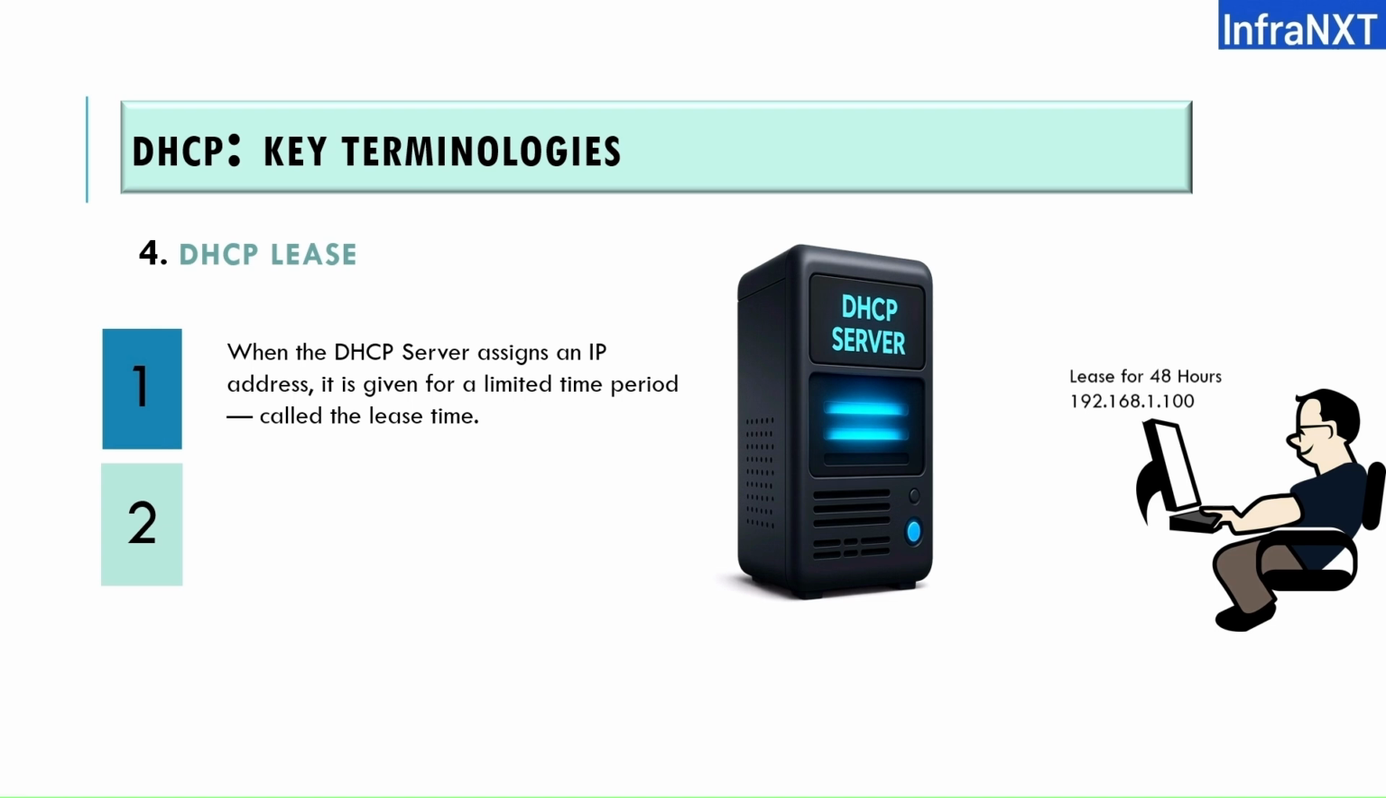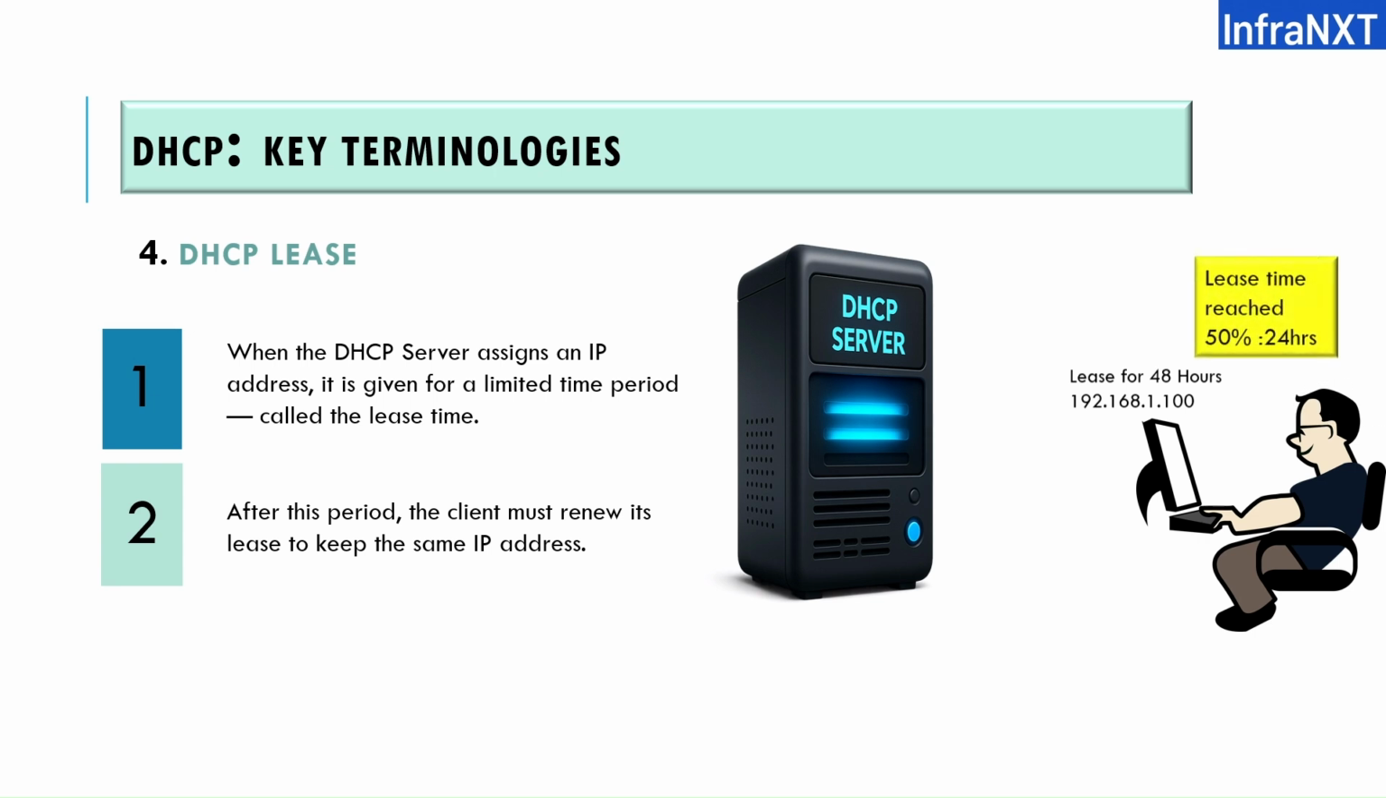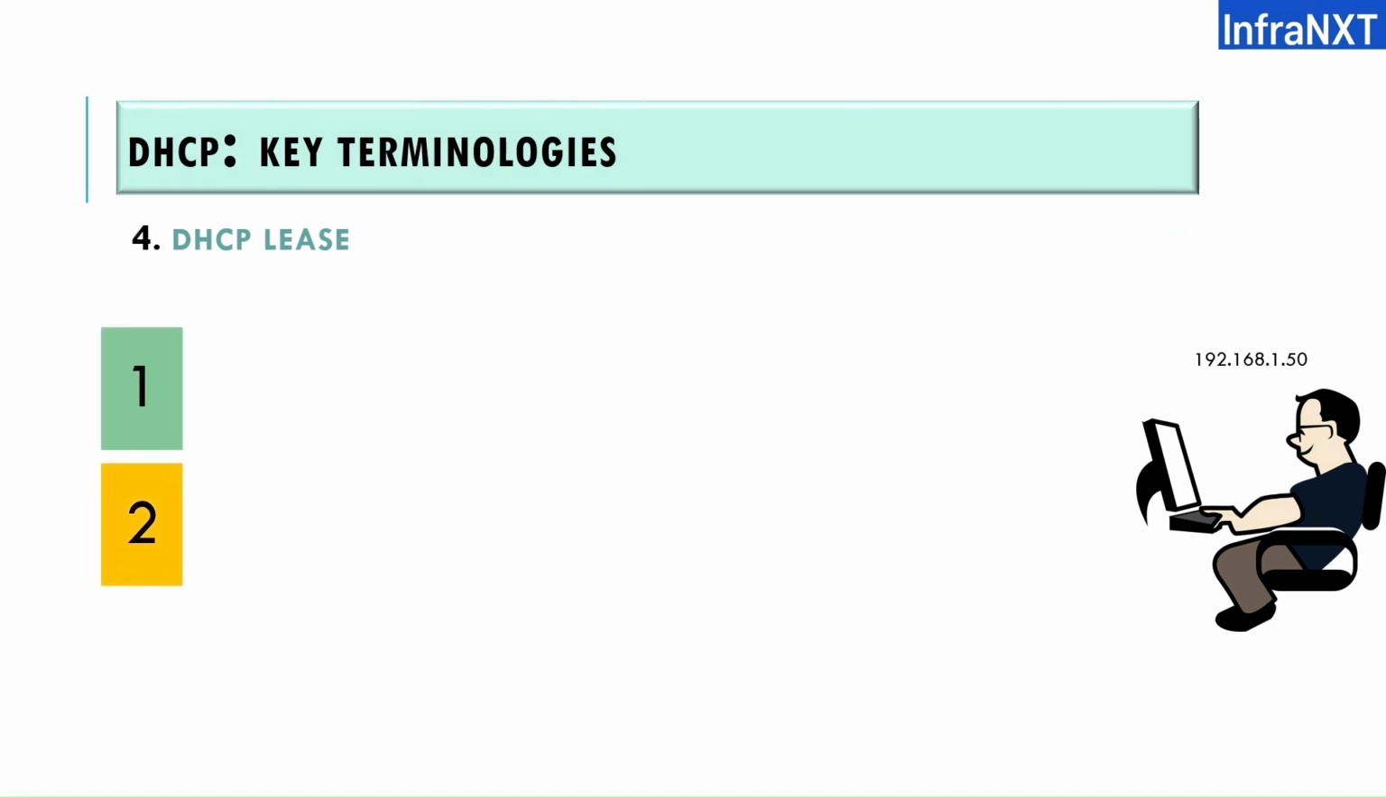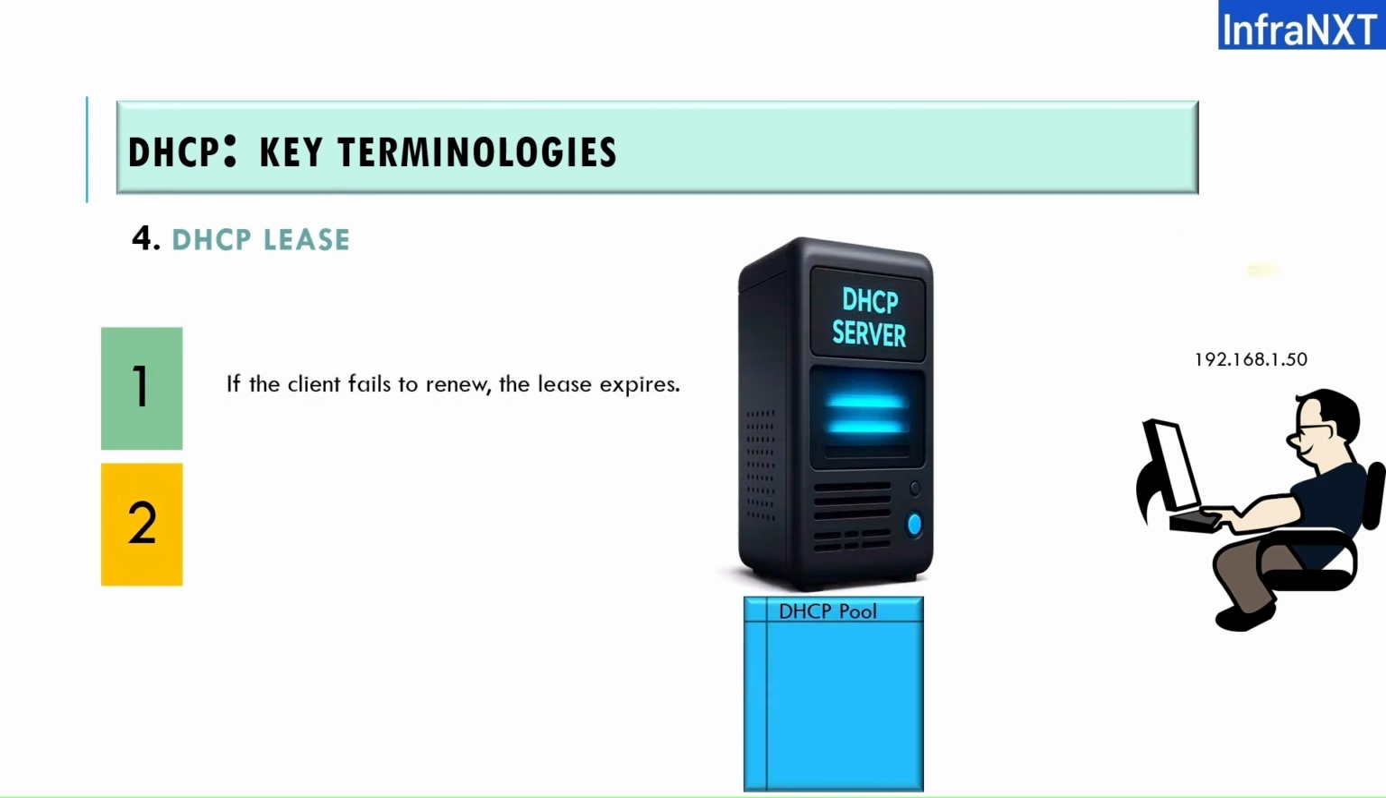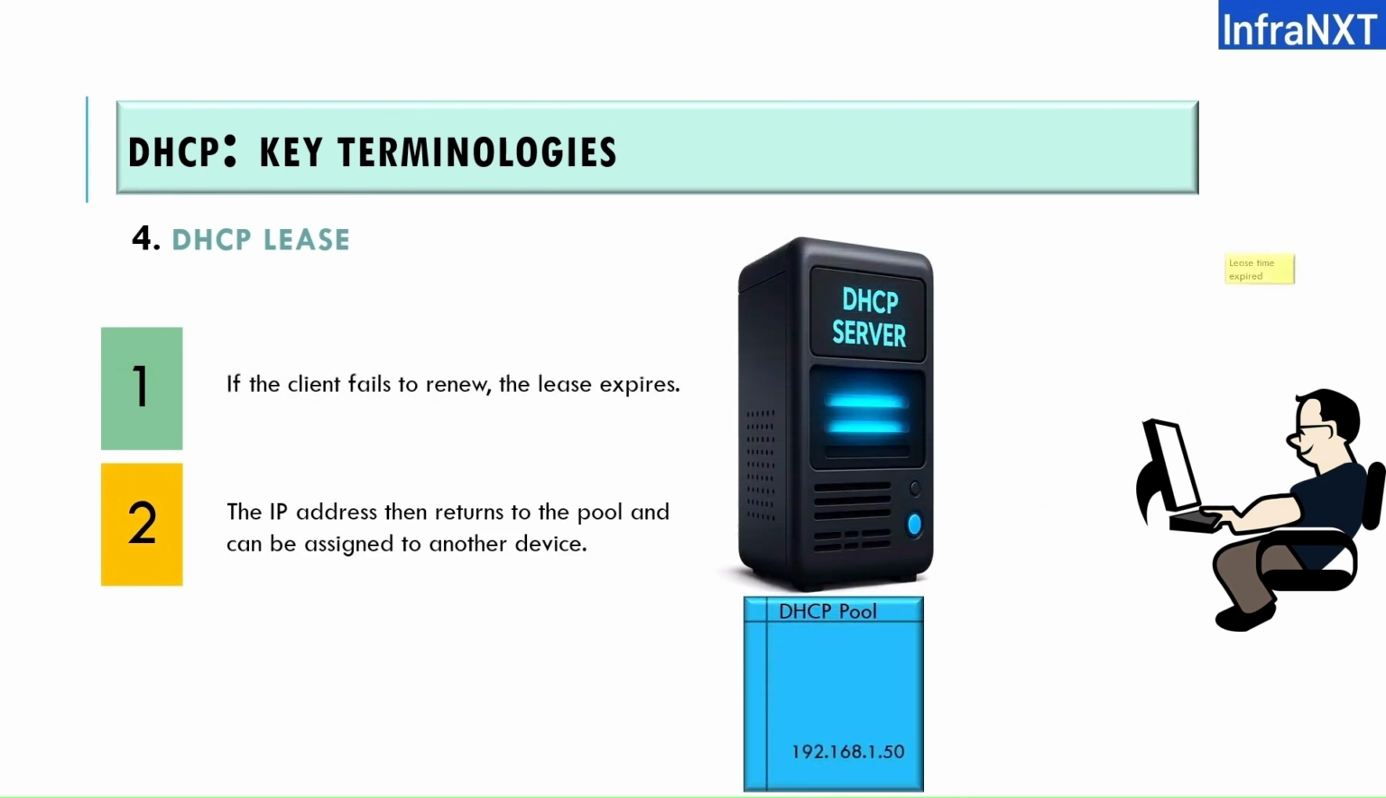Here, in our example, you can see the IP address 192.168.1.100 is provided to the end device for 48 hours. Once the lease time reaches 50% of its duration, which is 24 hours, the end device starts the lease renewal process, and in return, the server extends the lease for the next 48 hours. In the event the end device fails to renew the lease, the IP address returns to the pool and can be assigned to another device.